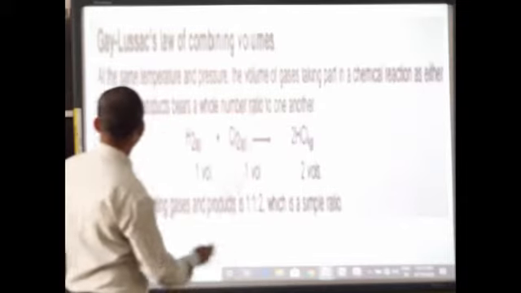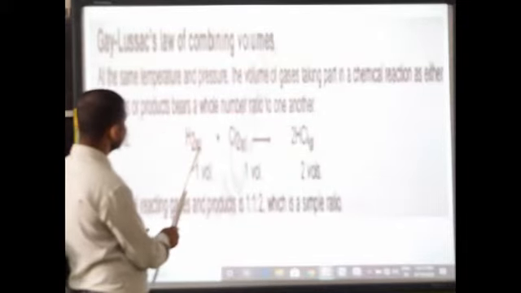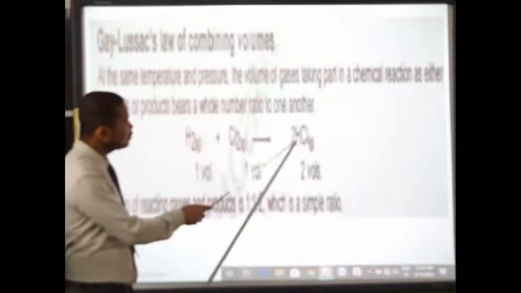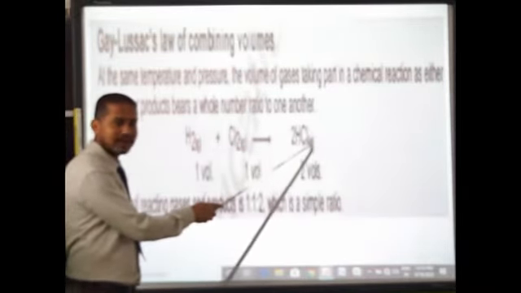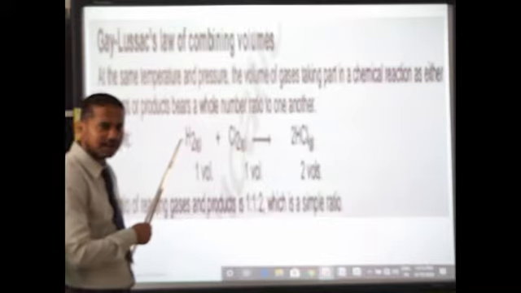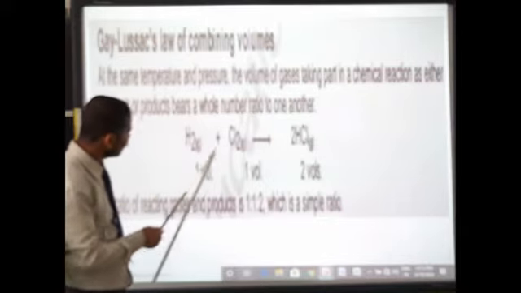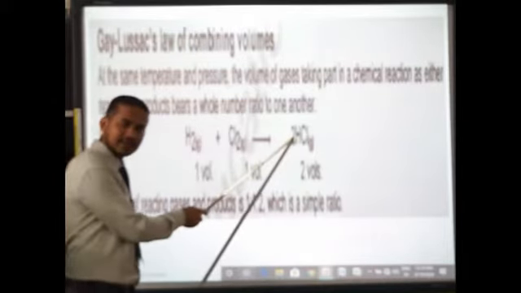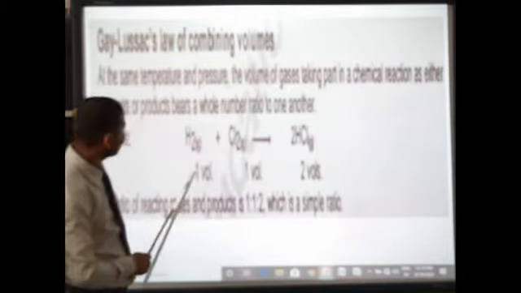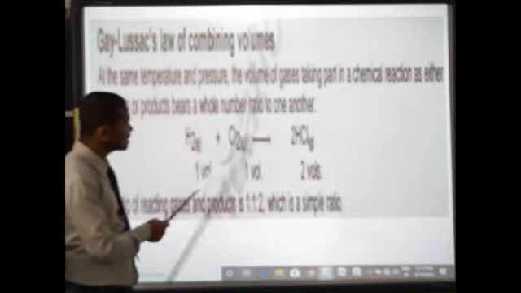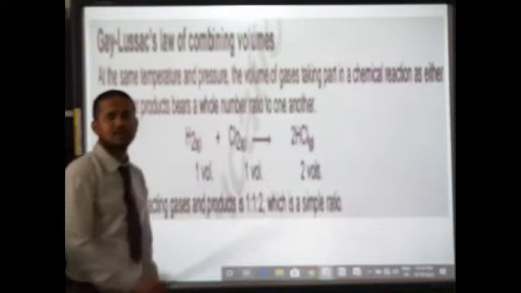Let's see here. Example, hydrogen gas plus chlorine gas reacts to give 2 molecules of hydrogen chloride gas. Here nothing is written in front, the coefficient is not there, means 1. So 1 volume. Here also nothing is there in front, so 1 volume. Here 2 is there in front, so 2 volume. 1 volume of hydrogen gas combines with 1 volume of chlorine gas to give 2 volume of hydrogen chloride gas.